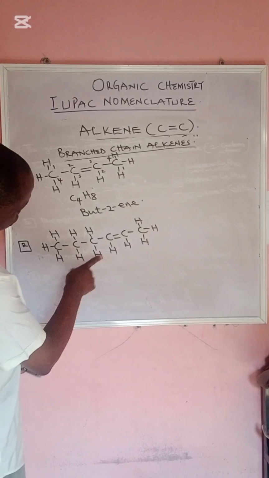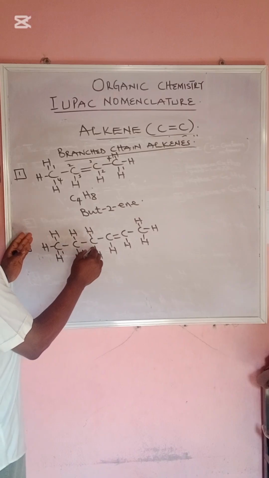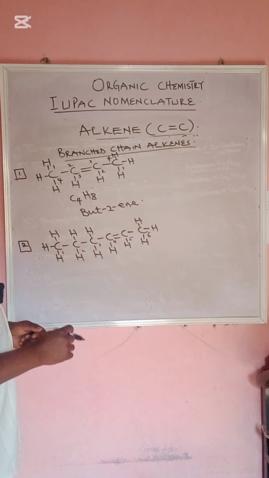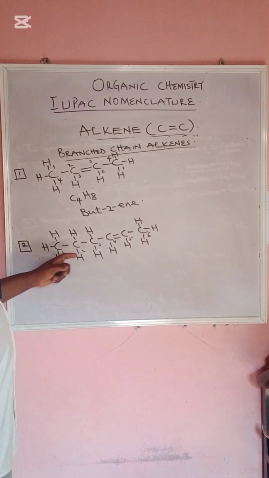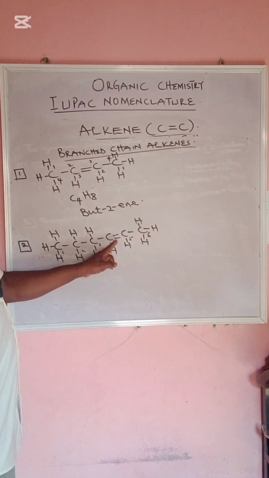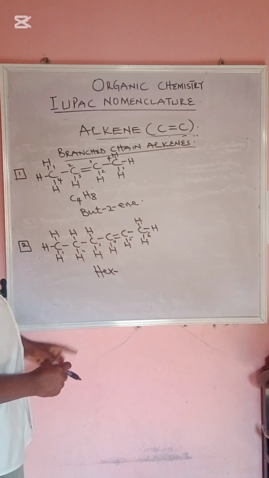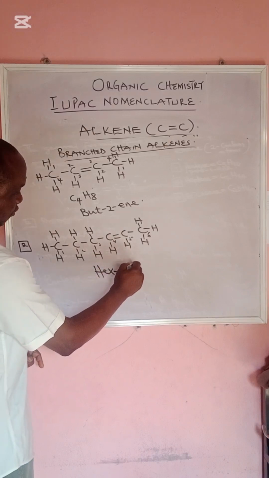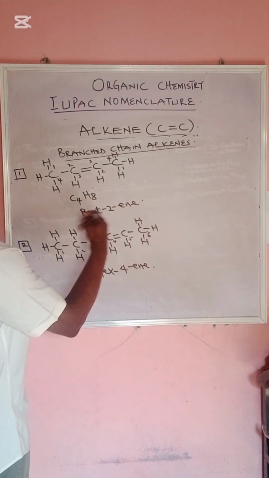So if you want to name this, if you are counting from left to right, this will be 1, 2, 3, 4, 5, 6. The longest is 6. That is hexane. But the double bond is between carbon 4 and 5, so you take 4. That is hex-4-ene. But when you count, let's count from right to left.